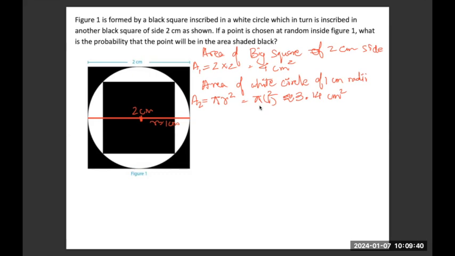Tisha, correct answer. Anvi, you will have to write the value of pi and solve it. You cannot keep it as an equation in this.